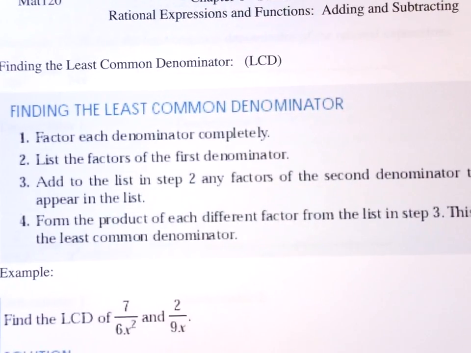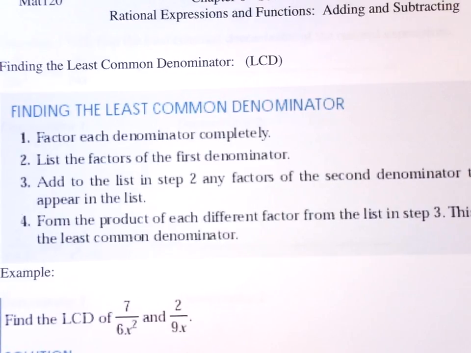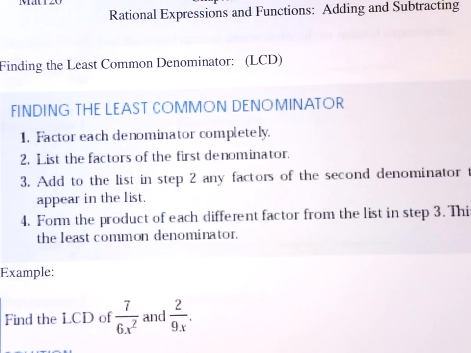And I just love it. They give you a list. Factor each denominator completely. List the factors of the first denominator. Add to the list in step 2 any factors of the second denominator that do not appear in the list. Form a product of each different factor from the list in step 3. This product is the least common denominator. Do you understand what that said?